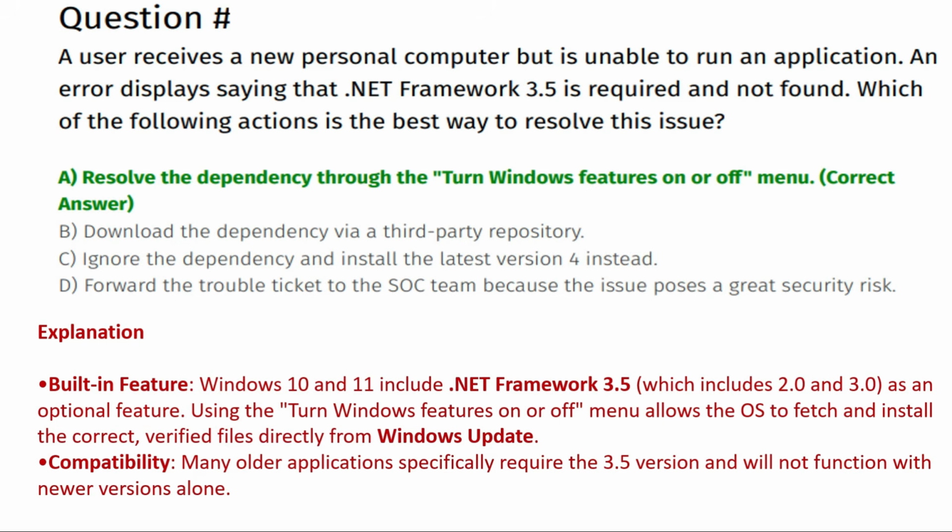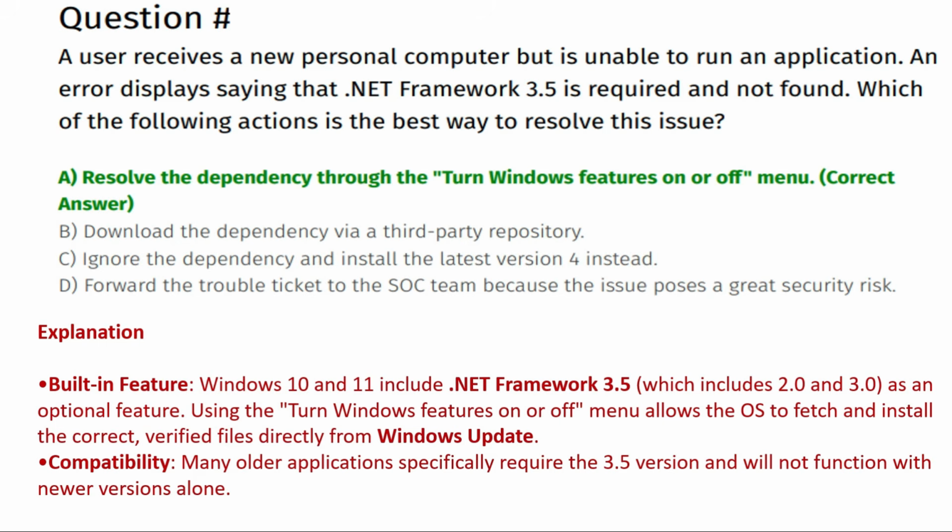Option A, resolve the dependency through the Turn Windows features on or off menu. Option B, download the dependency via third-party repository. Option C, ignore the dependency and install the latest version 4 instead. Option D, forward the trouble ticket to the SOC team because the issue poses a great security risk.